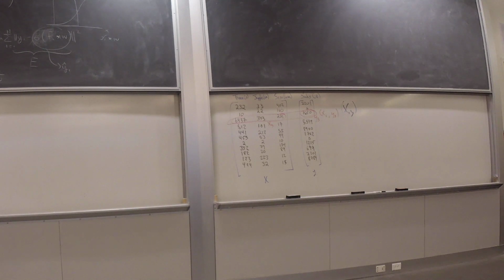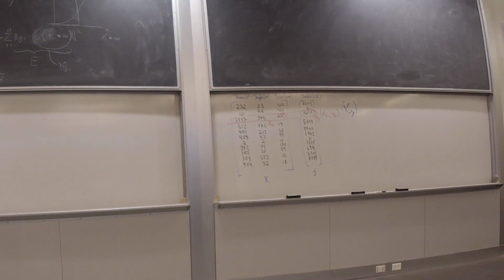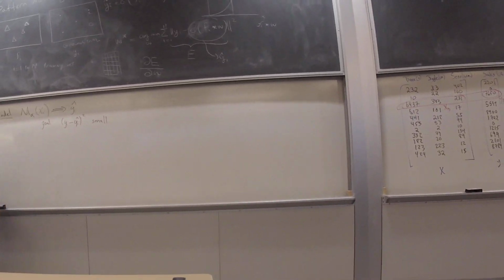And the goal is that yi minus yi hat, the squared value, is going to be small, right? I want this to be small, meaning that my prediction of how much they spend versus the actual value is going to be close, right?